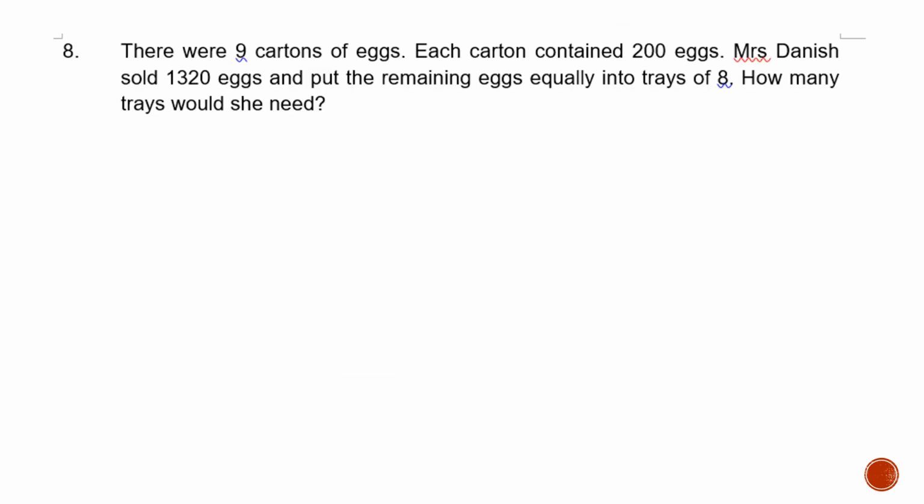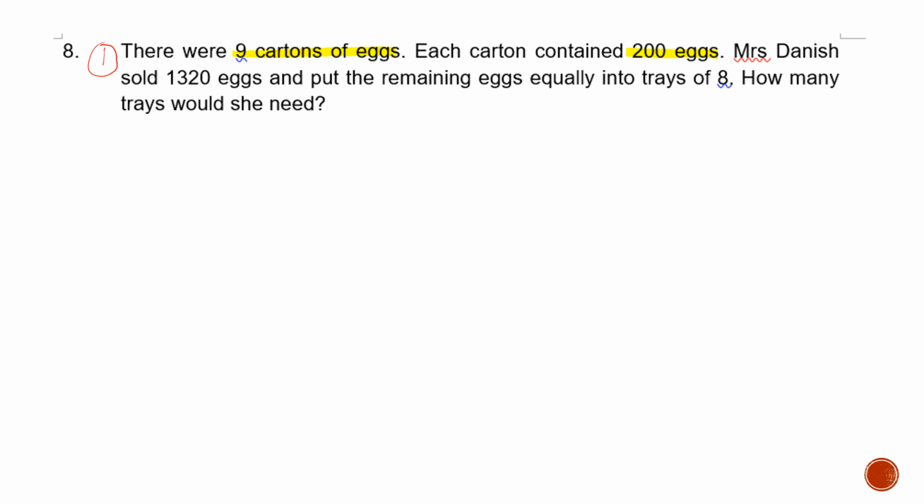Okay, let's look at this question over here. The last question. Now, there were 9 cartons of eggs. Each carton contained 200 eggs. So this is a grouping concept where there are 9 groups of 200. This one I'll call part 1. I write it in red, the part 1 of the question.